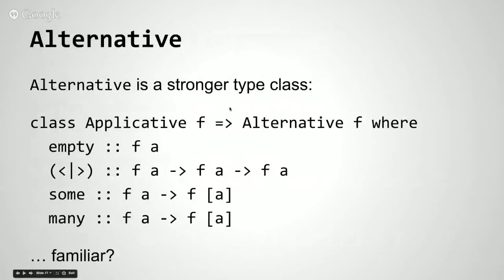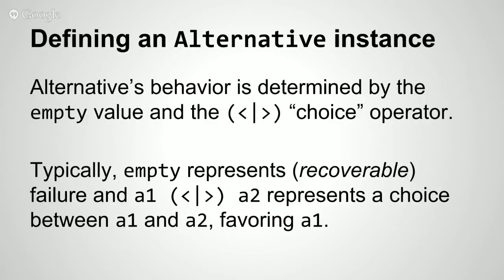There's a type class called Alternative, which is a stronger version of Applicative. It has an empty and it has a choice operator. The empty is something that lives in that applicative, and the choice favors the first one. If the first one fails, it'll run the second one. So if it looks like a monoid, that's the right intuition. And it can be similar or it can be different. So Alternative's behavior is determined by what the empty value is and what the choice operator is.